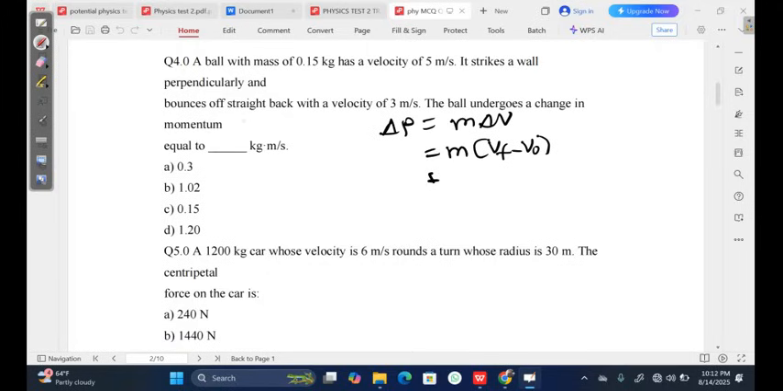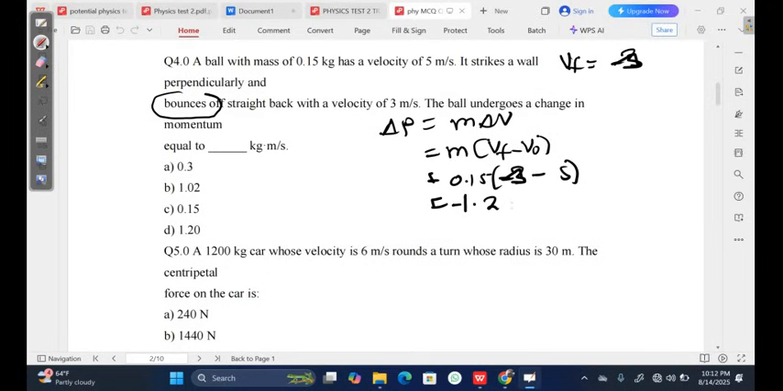Now I want you to understand, the moment you read the question, as long as it talks about bouncing off, the final speed is always negative. So in this case, the final speed is -3. That becomes 0.15 times -3 minus the initial, which is 5. If I do the math, that is -8 inside, and -8 times 0.15 is -1.20 kg meters per second.